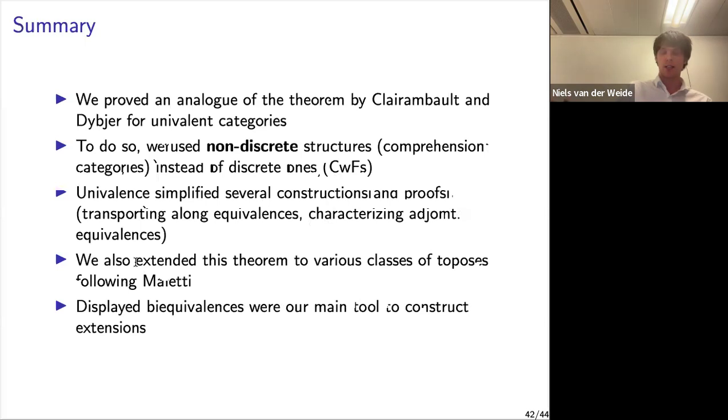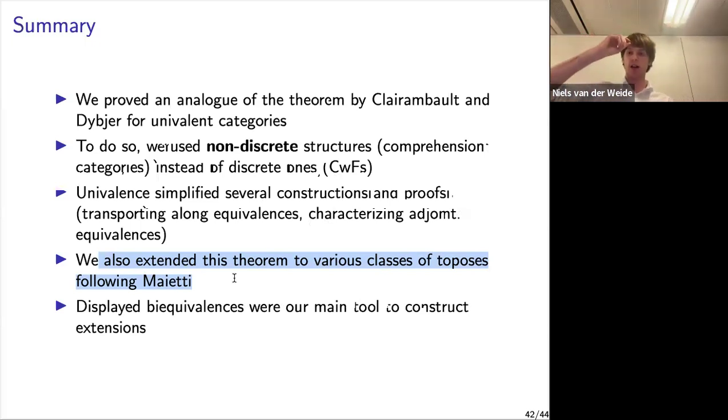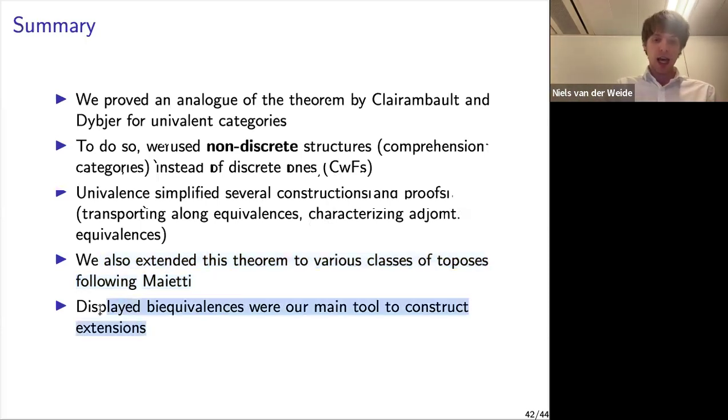The other main thing to remember is that you can extend this theorem by Clairambault and Dybjer by mainly following the work of Maietti, with modification to require functoriality in a suitable way. And from this, to really make these extensions modular, the main tool is displayed biequivalences.